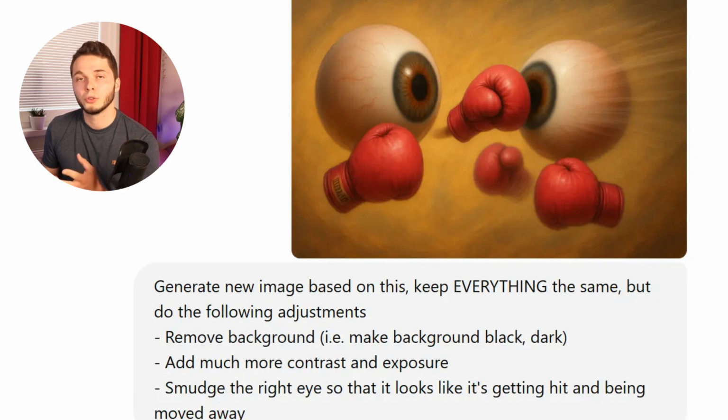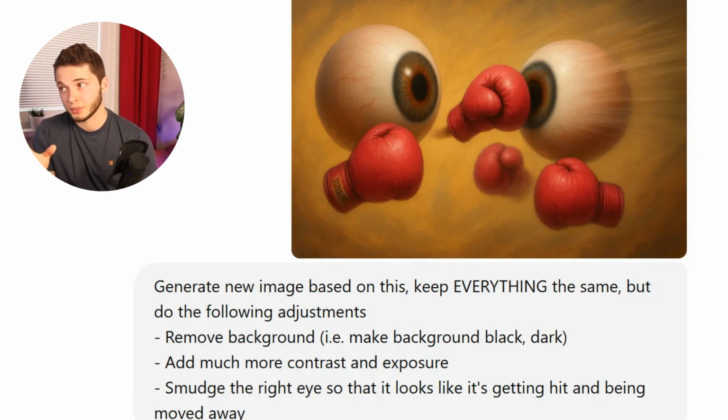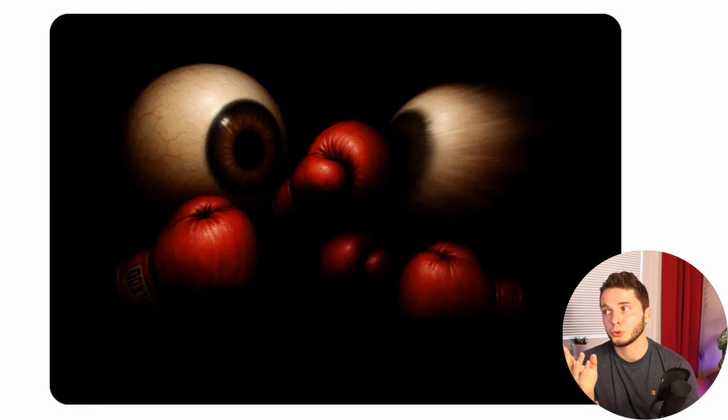So here is a new prompt in a new chat, where I told him to generate a new image based on the one that I sent him, keep everything the same, but change some things. Remove background, add much more contrast and exposure, and smudge the right eye. This is what I got. It was pretty good, but the contrast was way too much.